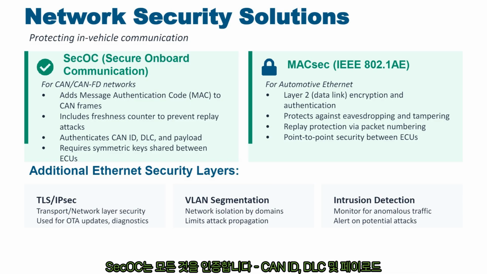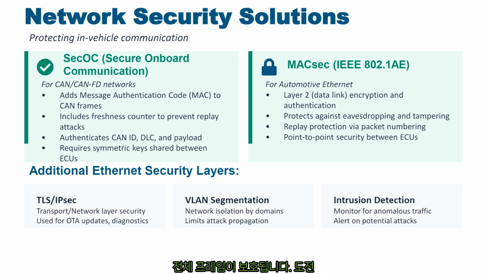SecOC authenticates everything: the CAN ID, the DLC, and the payload. The entire frame is protected. The challenge? It requires symmetric keys to be shared between ECUs. Key management becomes critical. On the right, we have MACsec, which is IEEE standard 802.1AE. This is designed for Automotive Ethernet. MACsec operates at layer 2, the data link layer. It provides both encryption and authentication.